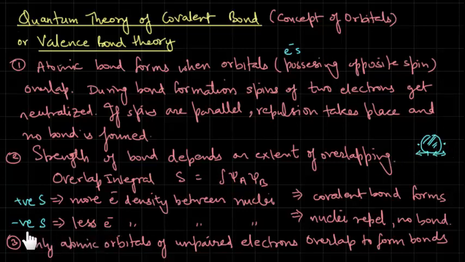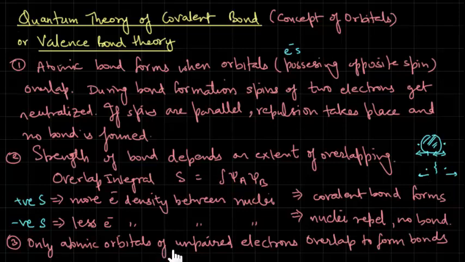And if S is negative, that means there is less electron density between the nuclei. So there is very rarely any electron cloud between the nuclei. Therefore, the nuclei themselves will repel each other and no bond is formed.